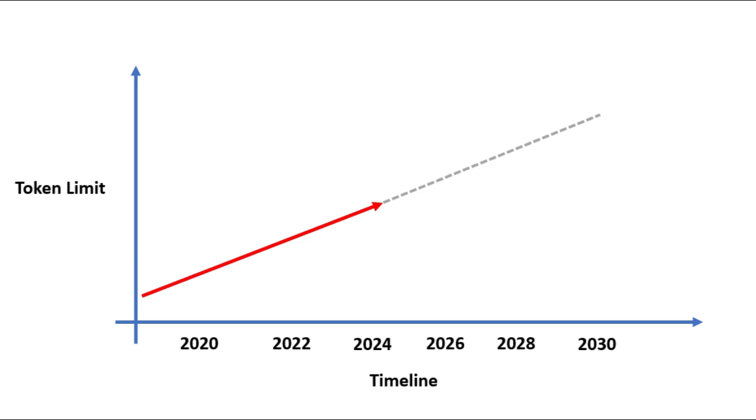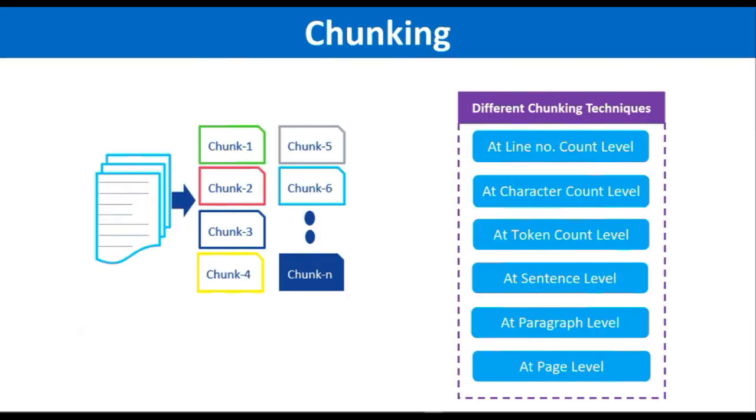So let's talk about chunking now. When we work with large documents or data sets, it is not practical to process the entire document at once. As we saw, there is a token limit. Now, chunking solves this by breaking down a large document into smaller, manageable pieces called chunks. This makes it easier to retrieve, process, and use specific parts of the document efficiently.